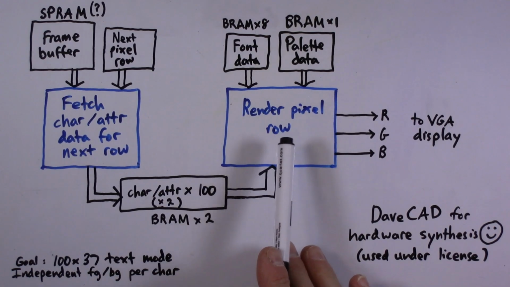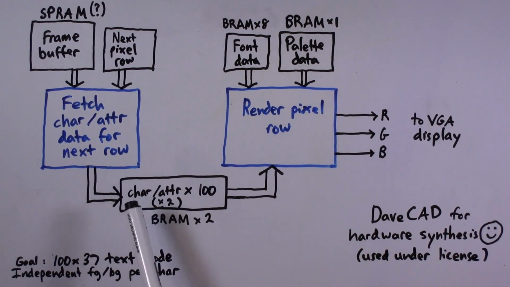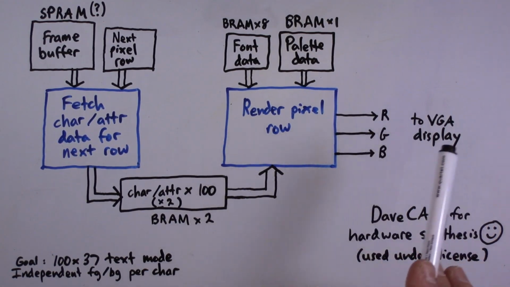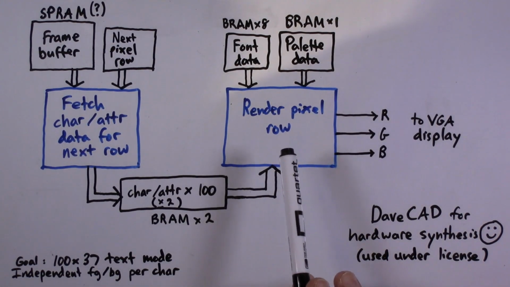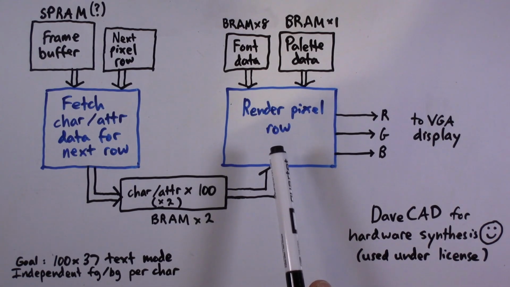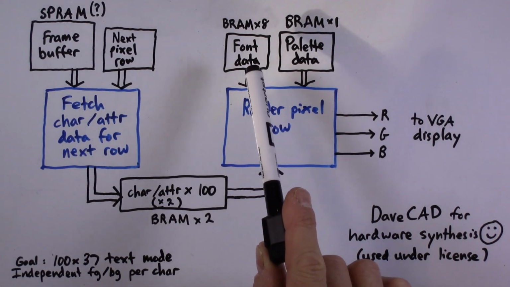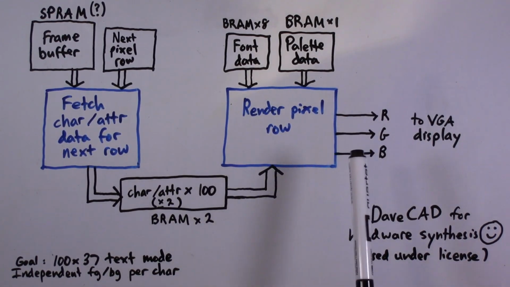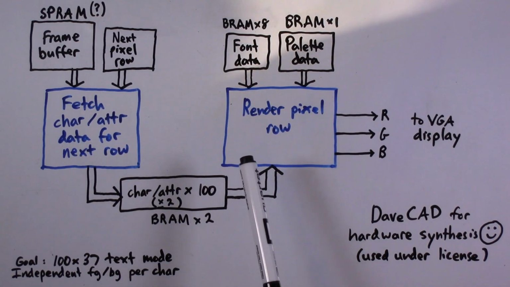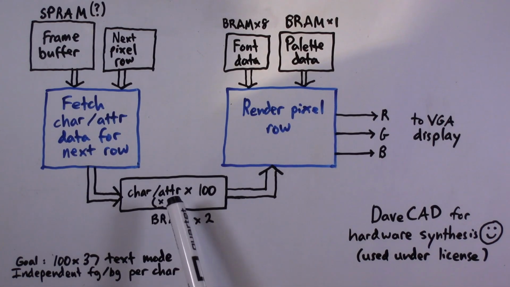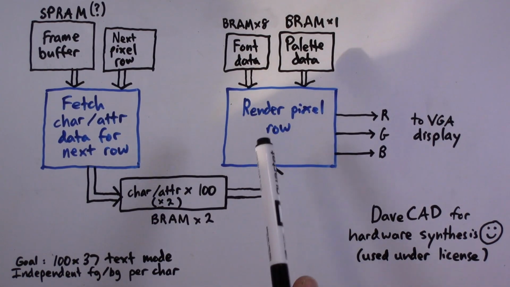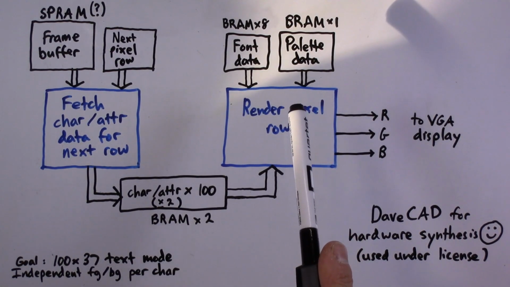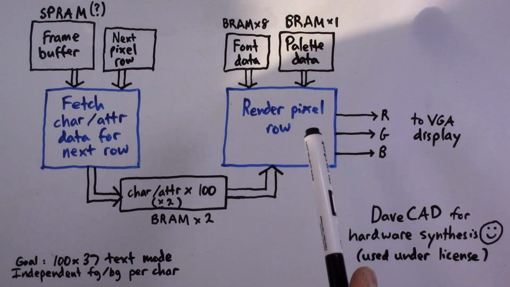So the second component here that I've labeled rendered pixel row, this is the component that actually takes the character and attribute data and turns it into a sequence of pixels, RGB color values that get sent to the display. So if our characters are 8 pixels wide, then for each character, we need to load 1 byte of data from the font associated with whatever character is being displayed. That will give us a sequence of 8 bits. Each one indicates whether a foreground or background color is displayed. And based on the attribute values, the foreground and background color values, we need to look up both of those in the palette data so that we know the correct RGB values, depending on whether we want to render a foreground or a background pixel.